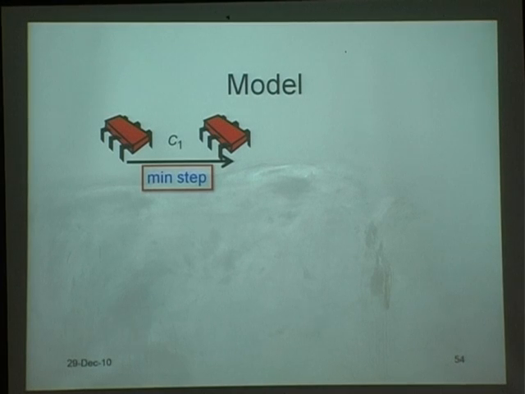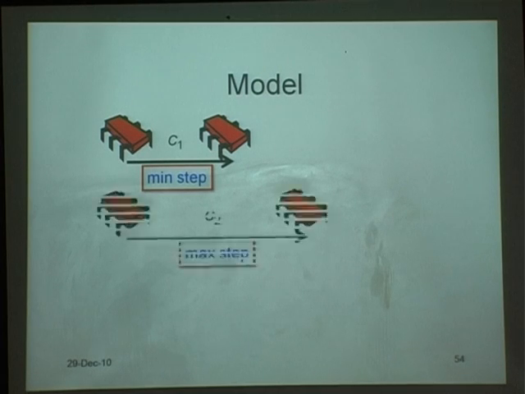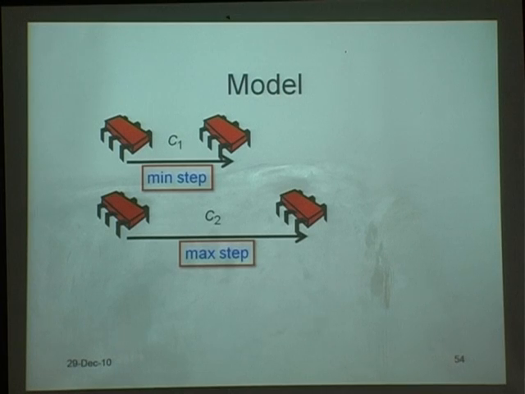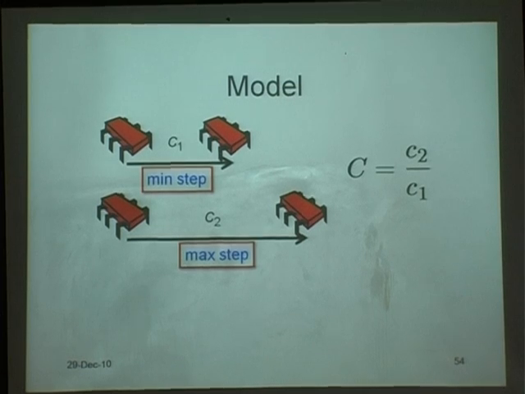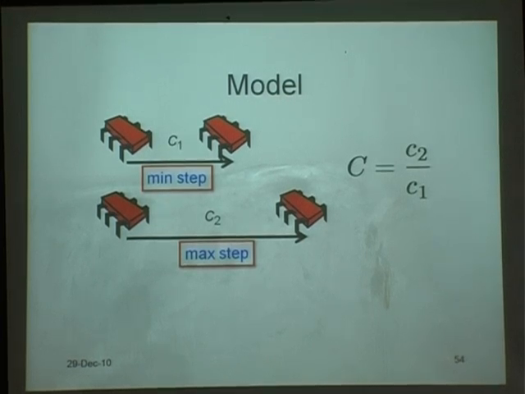We assume that there is a bound of c1, which is the minimum step time that a process can take. A process cannot run any faster than c1, and it cannot run any slower than c2. So between c1 and c2, each process will take a step, and it's non-deterministic where in that range the step takes place. We'll use big C for the ratio of c2 over c1. For synchronous models, big C is 1. For asynchronous models, it's infinite.